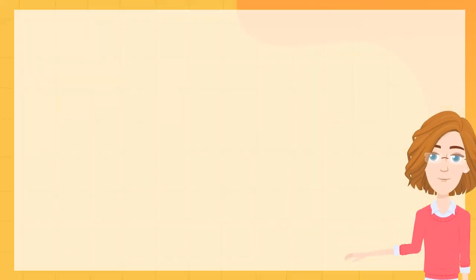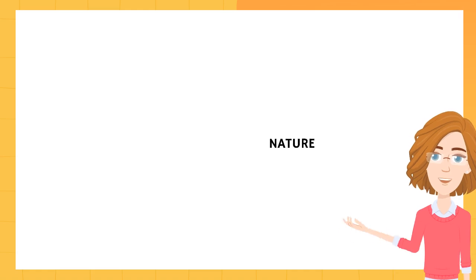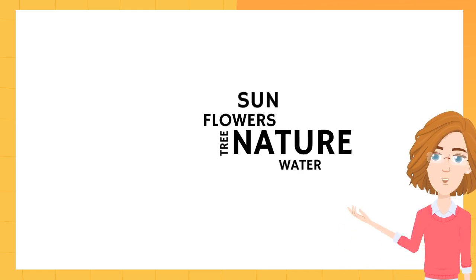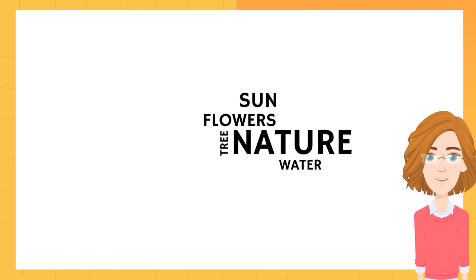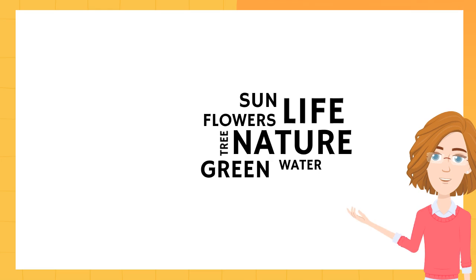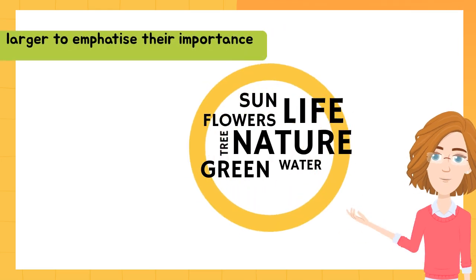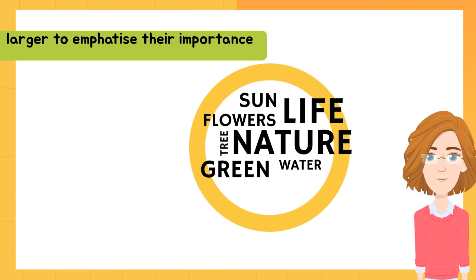Here's a practical example. Imagine you want to create a word cloud representing the concept of nature. Write down words such as trees, flowers, sun, water, and those that come to mind. Words such as green and life can be written larger to emphasize their importance. You can arrange them in a circular fashion, like the world or in the shape of a tree to give a sense of organization.